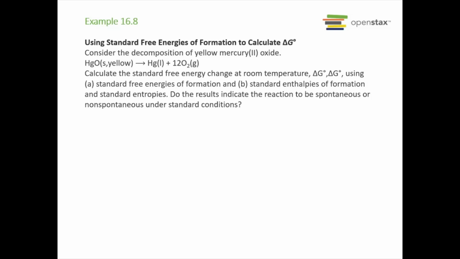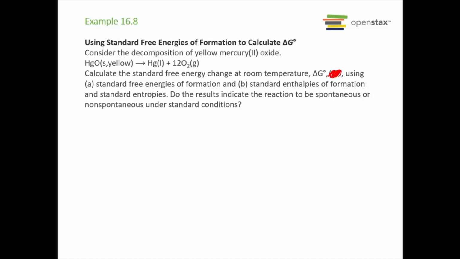So let's look at an example using standard free energies of formation to calculate delta G standard. We're going to look at the decomposition of the yellow compound mercury(II) oxide. It is decomposing to liquid mercury and one half O2. So we want to find the standard free energy change at room temperature, delta G standard. And we want to use A, the standard free energies of formation, and B, the standard enthalpies of formation and standard entropies. And we want to see if these results tell us if it's spontaneous or non-spontaneous under standard conditions.